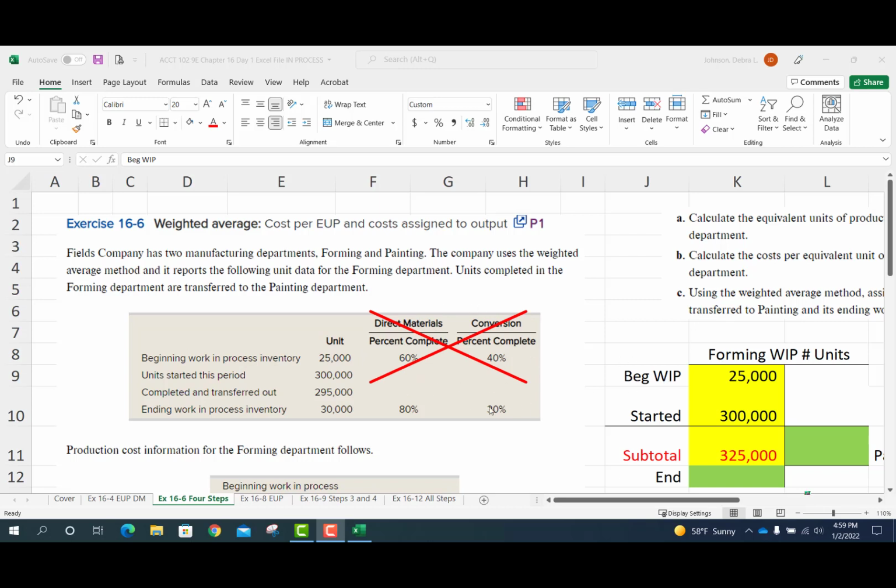So let's take a look at a T account to help us figure out steps 1 and 2. Step number 1 officially will be called track the units, but let's go ahead and take a look at this T account. I've carried over the 25,000 units that we started with in beginning WIP. I also carried over the 300,000 units that were started during the period, and I subtotaled those 2 items to give us 325,000 units. Those are the units that we need to account for.